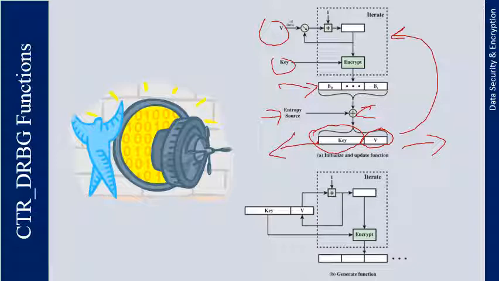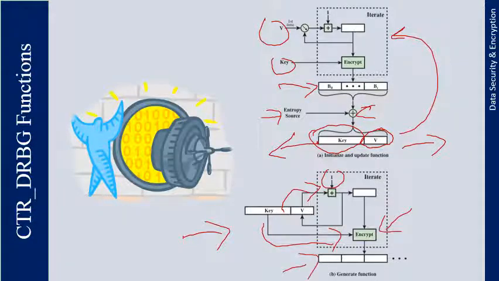So when the values of key and V are obtained, the deterministic random bit generator enters the generate mode, and it is able to generate pseudo-random bits one output block at a time. The encryption function is iterated to generate the number of pseudo-random bits desired, and each iteration uses the same encryption key. However, the counter value V is incremented by 1 after each round, and it is encrypted to produce the final stream of output bits.